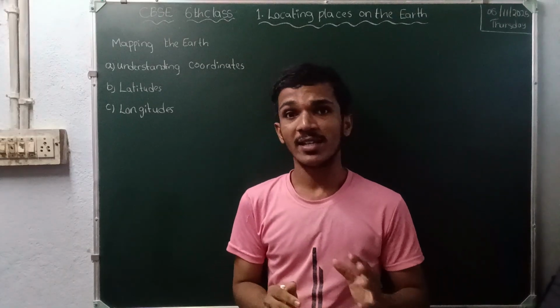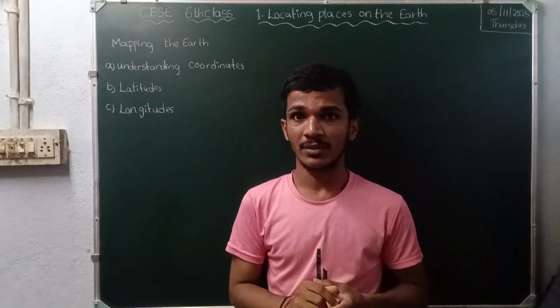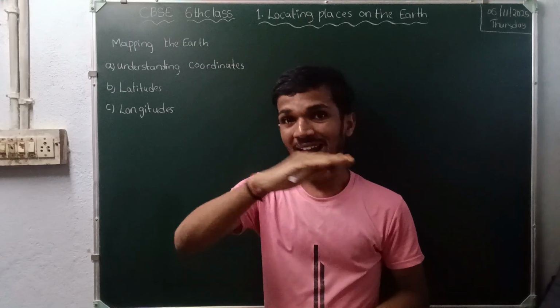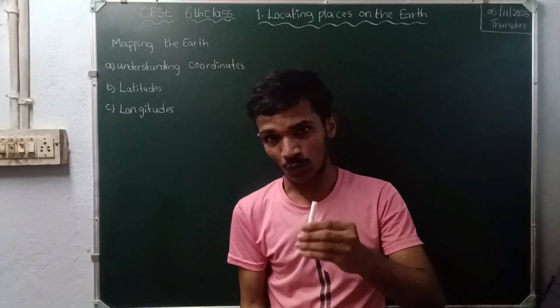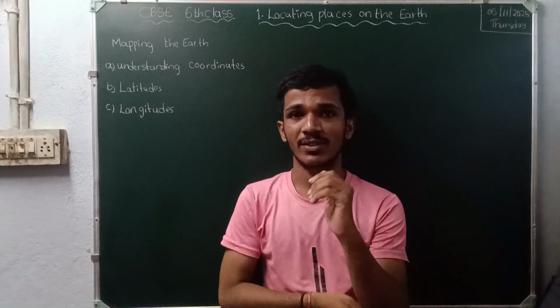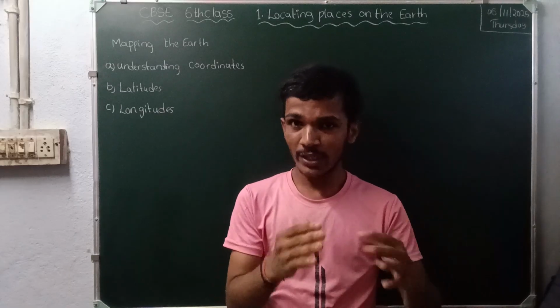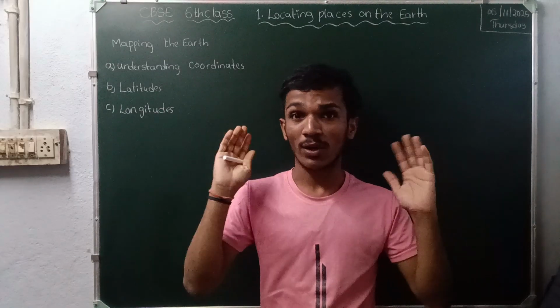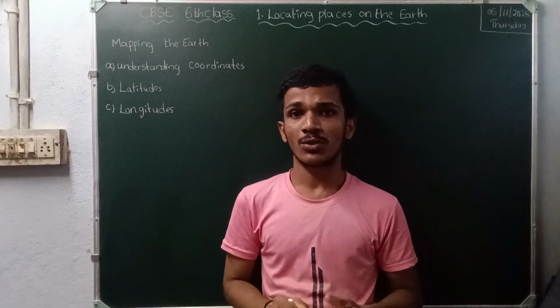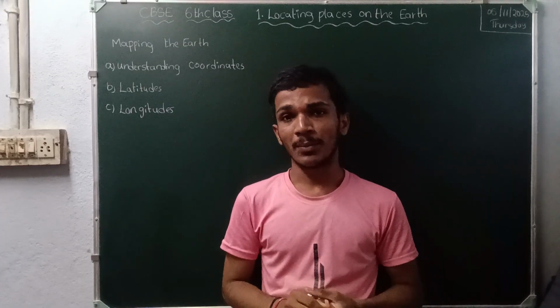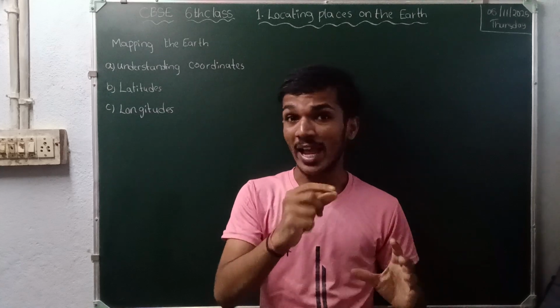Our Earth is spherical in shape, but at the top and bottom, at the North Pole and South Pole, it is a flat surface. So we cannot accurately show the Earth's surface on plain paper. So we consider a globe to identify locations accurately.